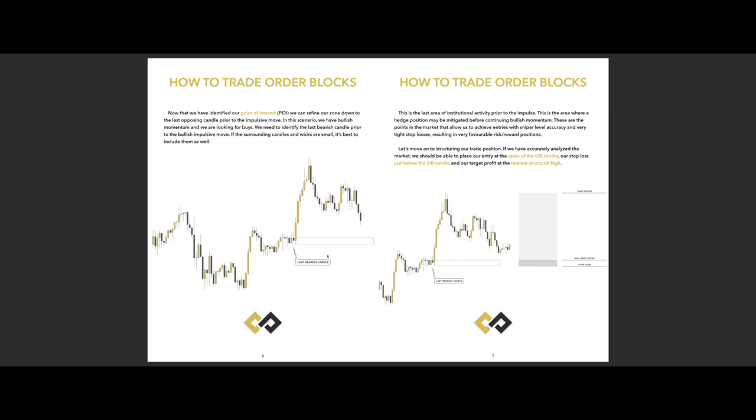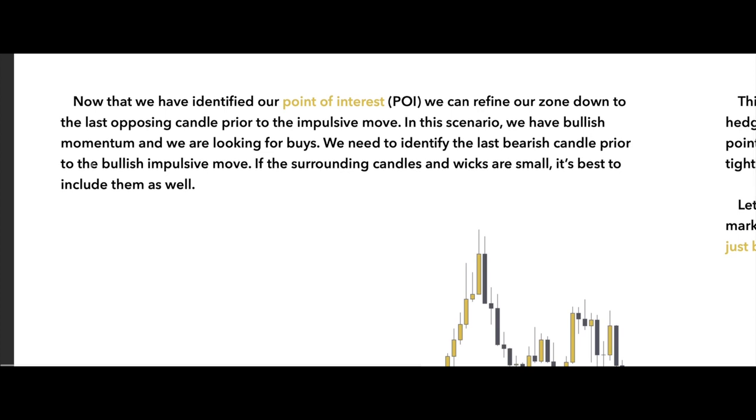So once we've identified the point of interest, we refine our zone down to the last opposing candle prior to the impulsive move, as I just explained right here. In this scenario, we have bullish momentum and we are looking for buys. We need to identify the last bearish candle prior to the bullish move. If the surrounding candles and wicks are all small, it's best to include them as well.